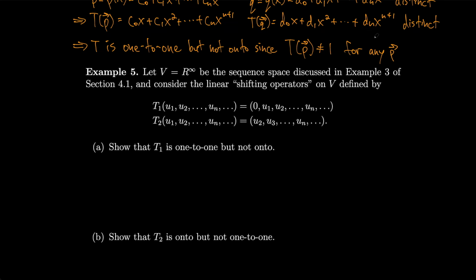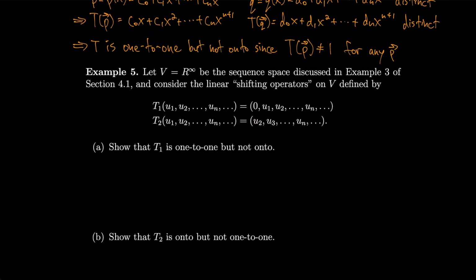Next, let V be R infinity, the sequence space discussed in example 3 of section 4.1, and let's consider the shifting operators on V given by T1 and T2. Let's show that T1 is one-to-one but not onto. So notice T1 takes u1 through un and keeps going forever, and it moves everything down and puts a 0 in the first entry. So everything gets moved down, whereas T2 just drops u1 and starts at u2 instead. So it just drops the first entry and then keeps going infinitely.